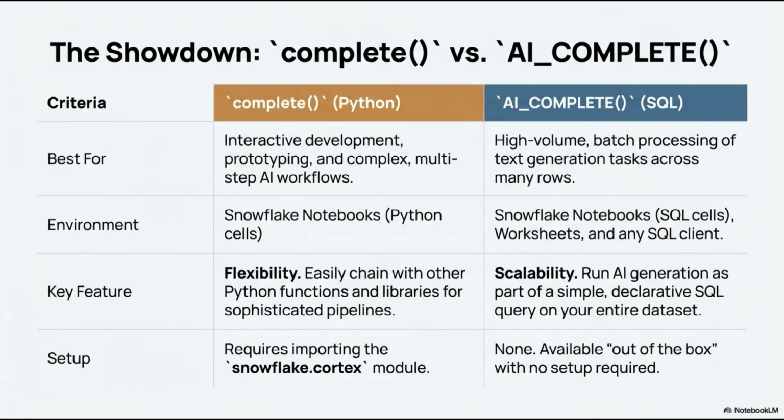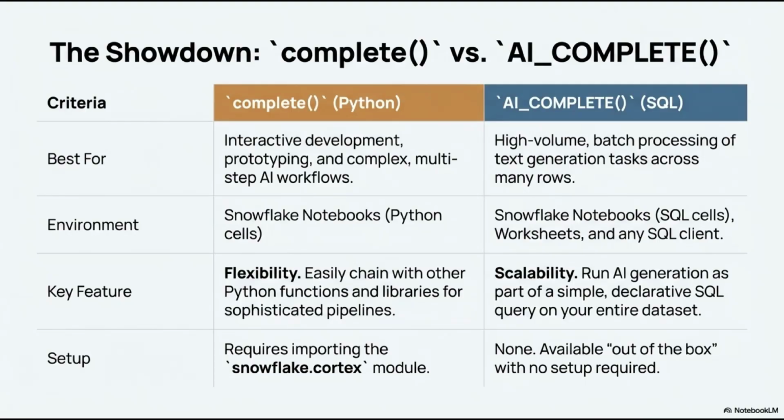And the environment difference, that matters a lot for team structure too. With Python, your team needs to be comfortable in notebooks, managing data frames, maybe even integrating other Python libraries for data cleaning or something. Whereas SQL is immediately accessible to your entire team of data analysts and engineers, the people who already manage your data transformations. The deployment mechanism is just a scheduled SQL task, which is so much easier to monitor and maintain. You're using the language of data for a data task.